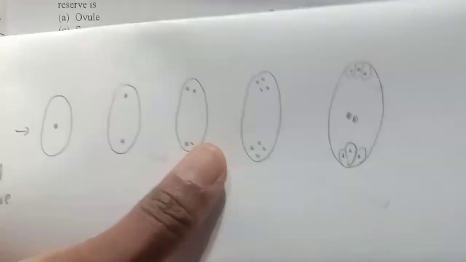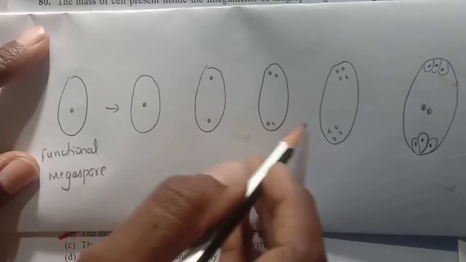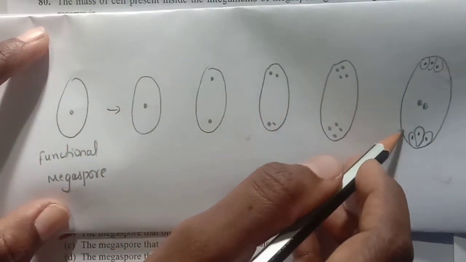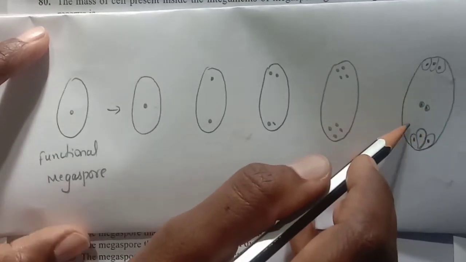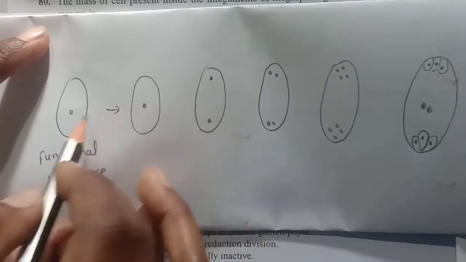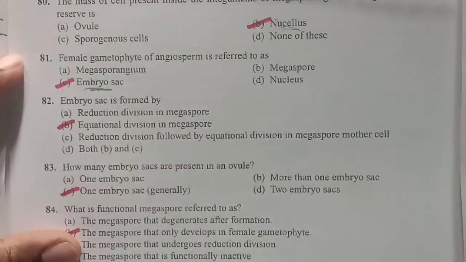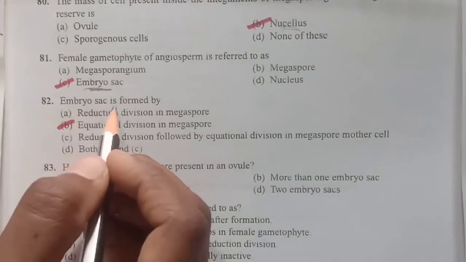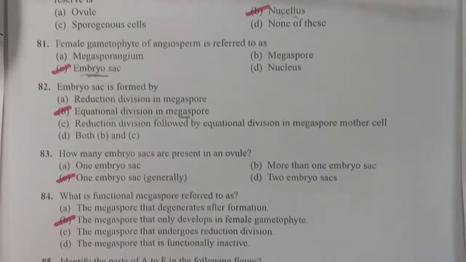Then it is called an embryo sac when several mitotic divisions take place in the megaspore, and later a mature embryo sac is obtained. So this is the mature embryo sac, and it is obtained by the mitotic divisions which take place in the functional megaspore. So the correct answer is: the embryo sac is formed by equational divisions in the megaspore.